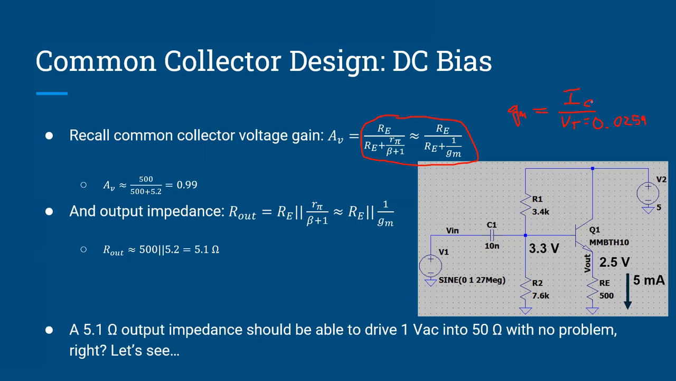So in this case, because the current's 5 milliamps, GM comes out to be roughly 8 millisiemens. And 1/8 millisiemens is a small number compared to 500 ohms, which is RE in this case. Why 500? Because 2.5 volts divided by 500 is 5 milliamps.